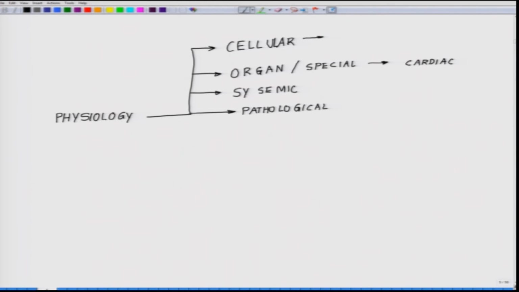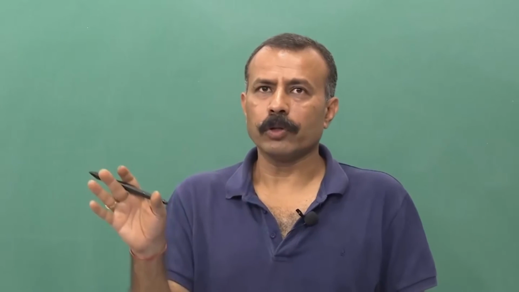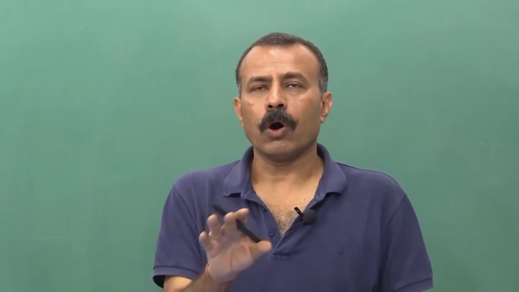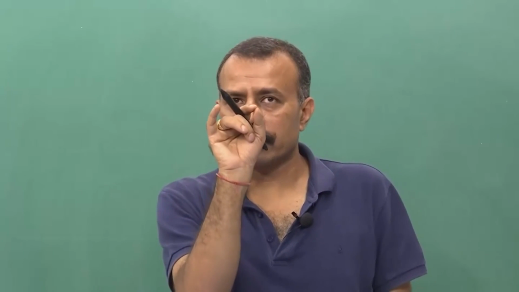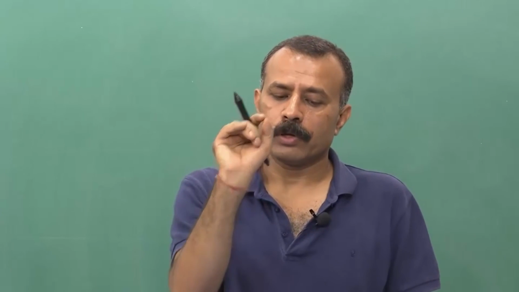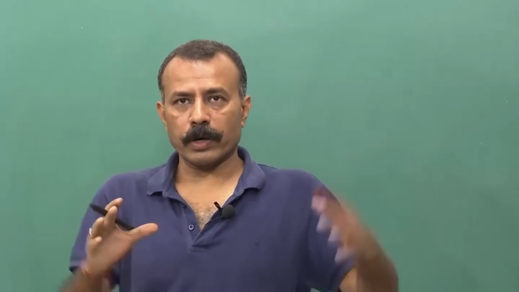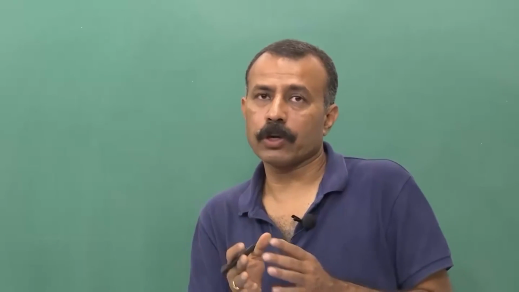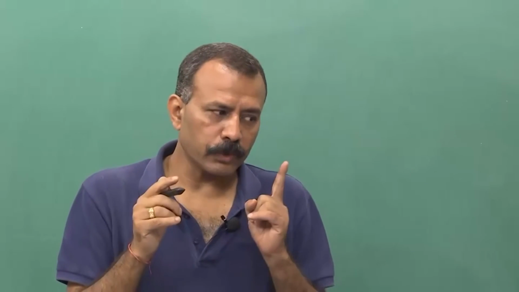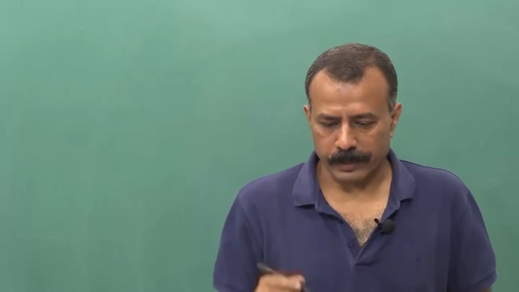So, when we talk about the cellular, say for example, within cardiac physiology, I wanted to specifically study the cellular nature of, say, cardiac myocytes or ventricular myocytes. Okay. We will come to that, do not worry about these words. Or within the kidney, I wanted to study the cellular structure of a nephron. So, that falls under cellular physiology, or systemic physiology, where you are seeing the interaction of different systems, or pathological physiology. This is one way you can classify it.